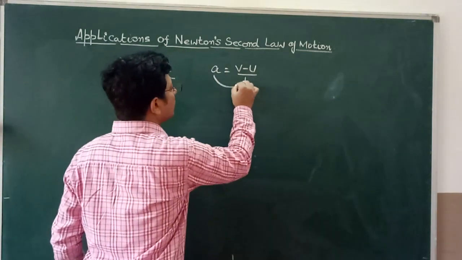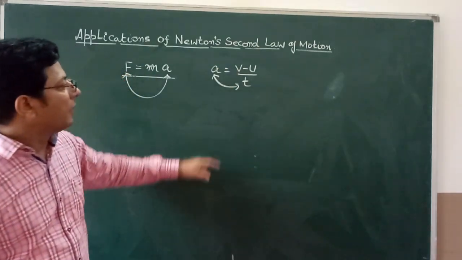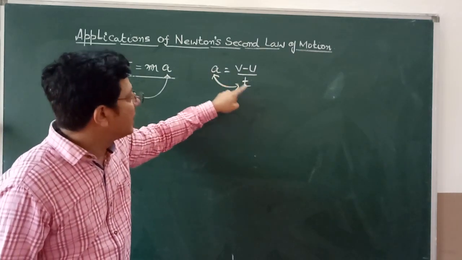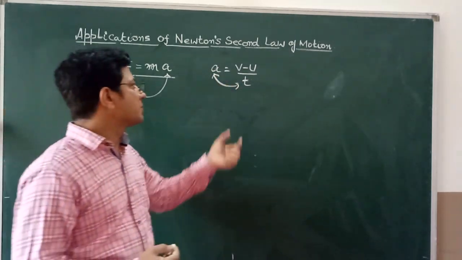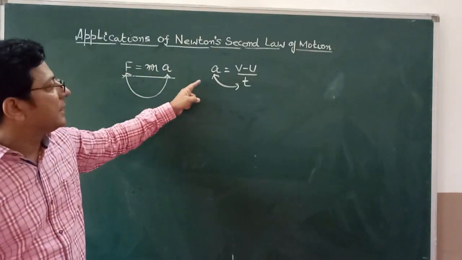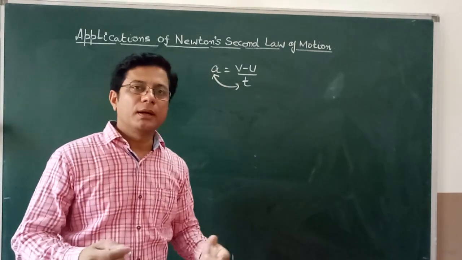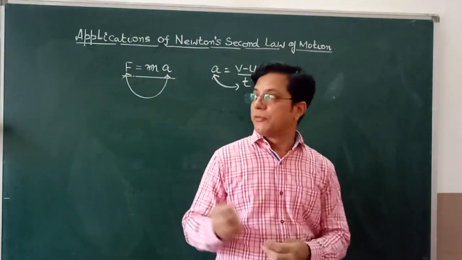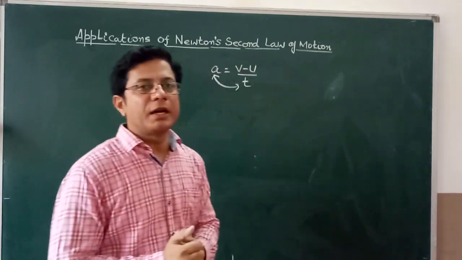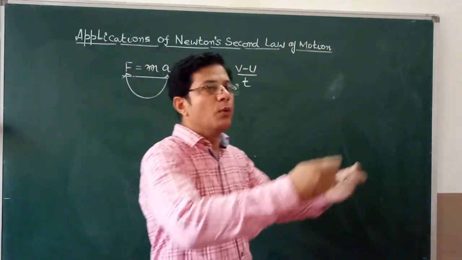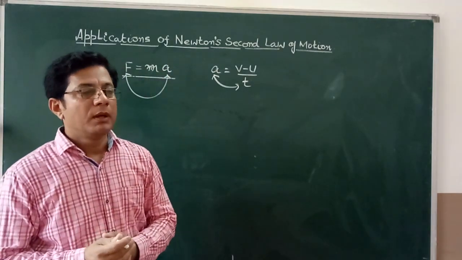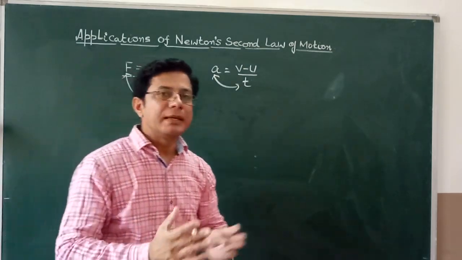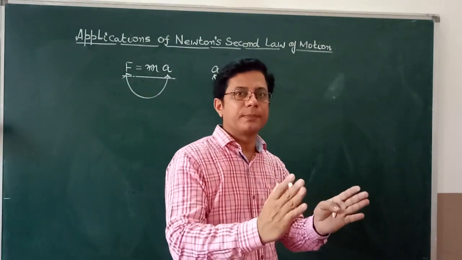Now come to acceleration and time. If time is more, acceleration will be less. If time is less, acceleration will be more. This is known as inversely proportional. So what is the relation between acceleration and time? Both are inversely proportional. Now come to the application after these two things. Why does a cricket player move his hand backside while catching the ball? When a cricket player moves his hand backside, what is he doing? He is increasing his catching time.